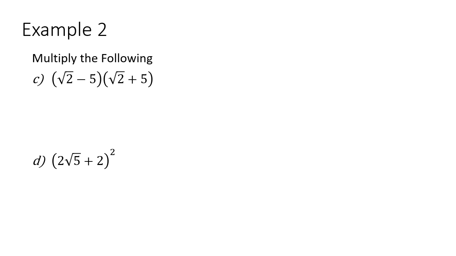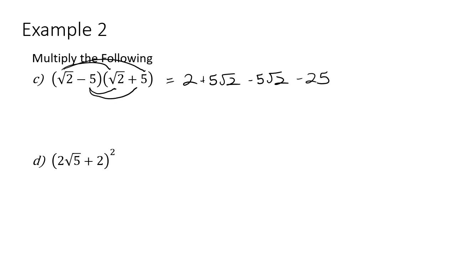So for part C, once again, it's just FOILing. So we will get square root of 2 times square root of 2, which is just 2. 5 times square root of 2 would be a plus 5 square roots of 2. Minus 5 times square root of 2 would be a negative 5 square roots of 2, and then a negative 5 times a positive 5 would give us a negative 25. But if you notice what happens in the middle here, we have a positive 5 square roots of 2 minus 5 square roots of 2, so those cancel. So this is just 2 minus 25, or a negative 23.